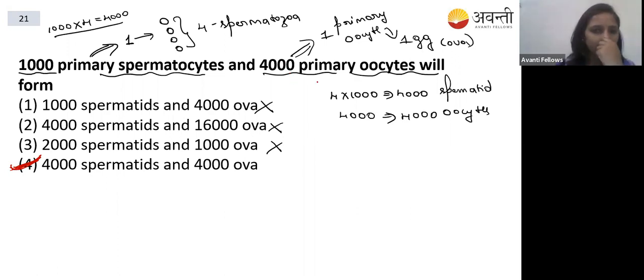Do you remember, guys? When the egg development is going on, the primary oocyte will be formed. So that is one egg only, right? Then the secondary oocyte will be formed. So that is also one only, right? From the secondary oocyte, the egg will be formed, right? Yes. So that is the reason the fourth option is correct.